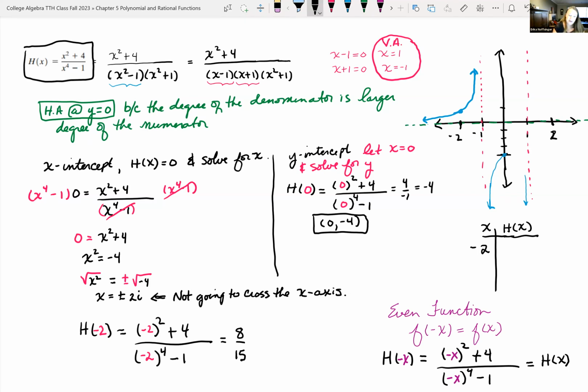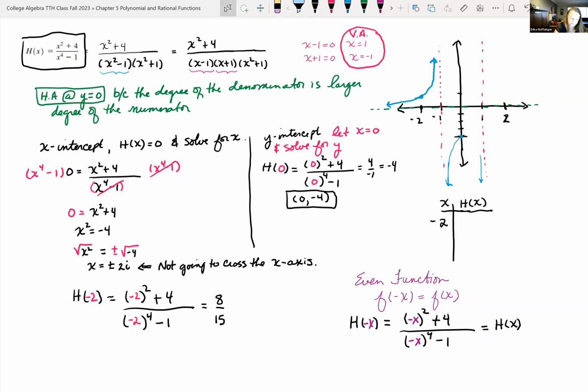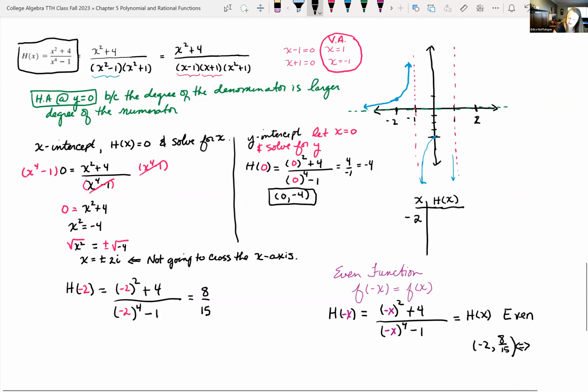So without having to plot another point, I know that since -2 and 8/15 is a point, then because it's even, I change the sign of my x value, and the y value stays the same, so 2 and 8/15 is also a point.